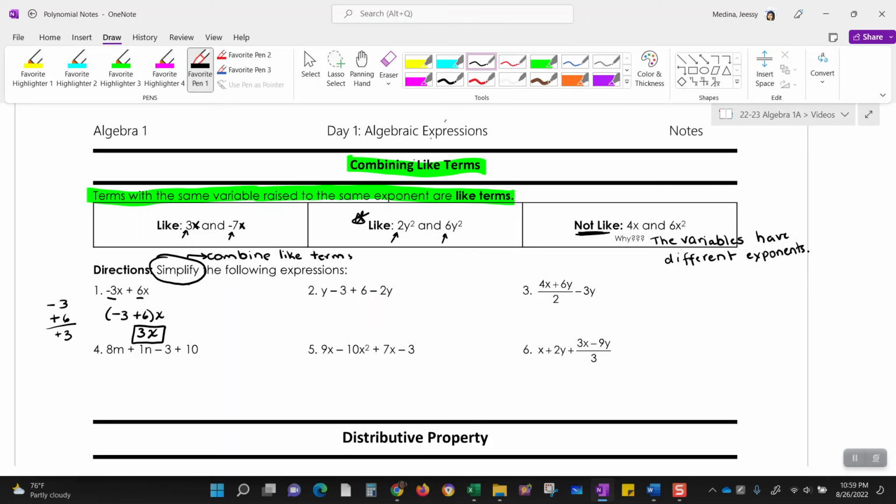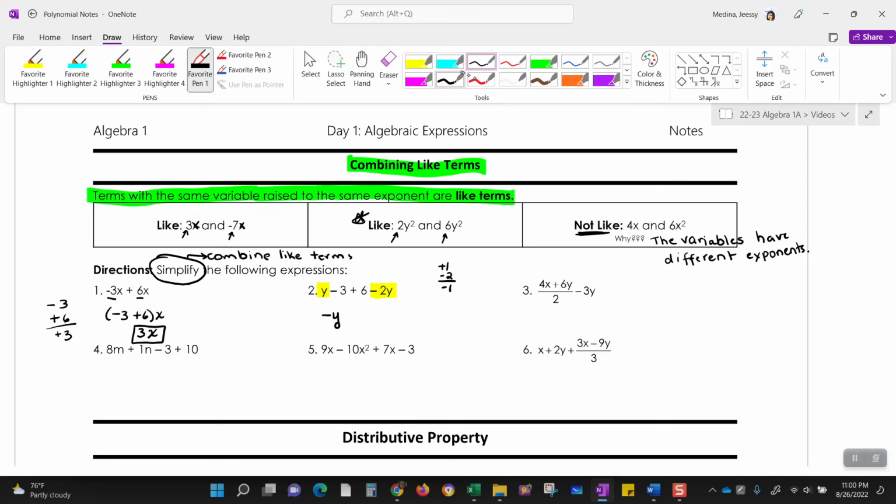Same thing here. Which ones are like terms? This is y raised to the first power, and this one right here. But look what I did. I highlighted the negative sign. The negative signs go with the term that follows it. So in this case, you have a 1y, correct, and a negative 2y. So you have to think about your exponents. I'm sorry, your coefficients. You have a positive 1, and you have a negative 2. Put that in your calculator, you're going to get a negative 1. So y minus 2y is negative y.